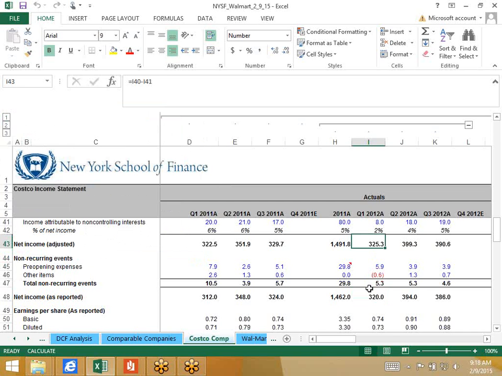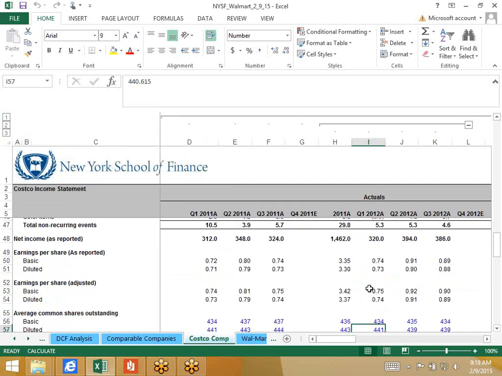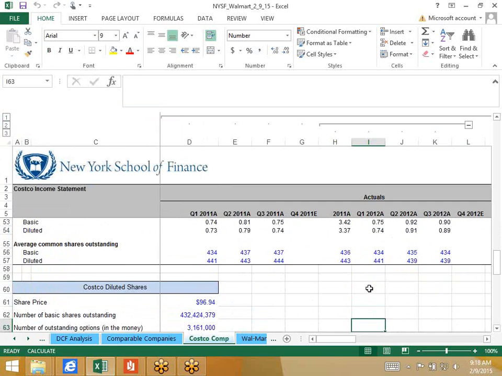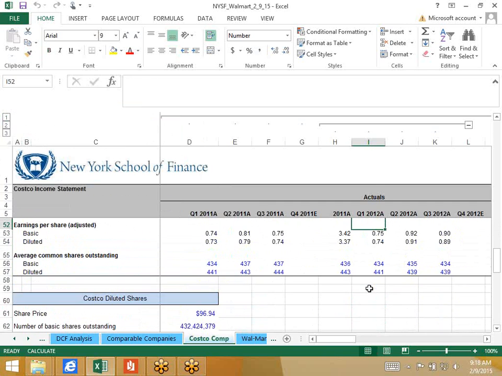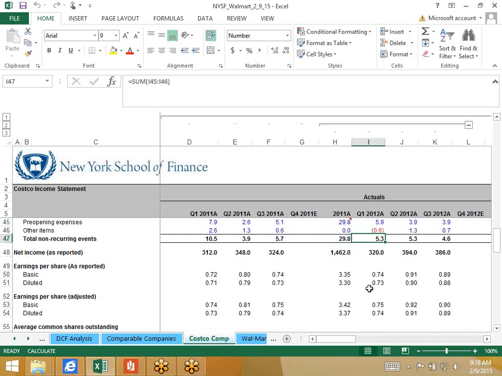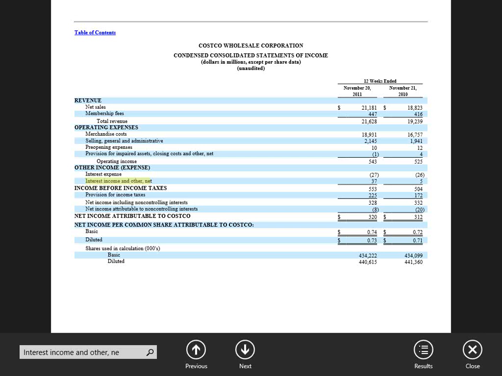Any questions? And then, of course, we laid out the shares to calculate the earnings per share of each, 74 and 73. Questions on that?